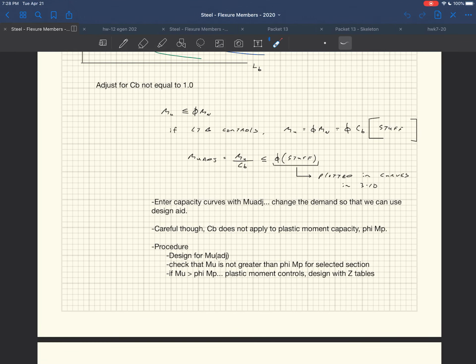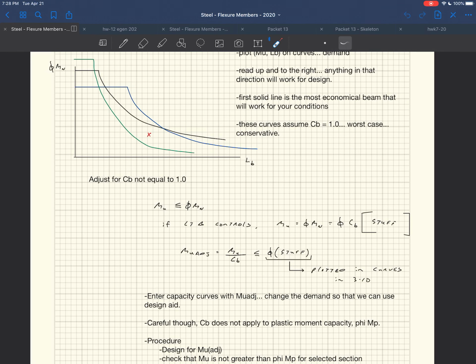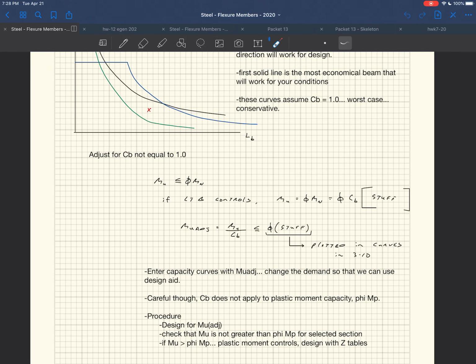Okay. But then it gets a little complex, because this chart is set up for C_b equal to 1, the worst case scenario. These are only made for C_b equal to 1. Well, can we still use them if C_b isn't equal to 1? And the answer is yes.